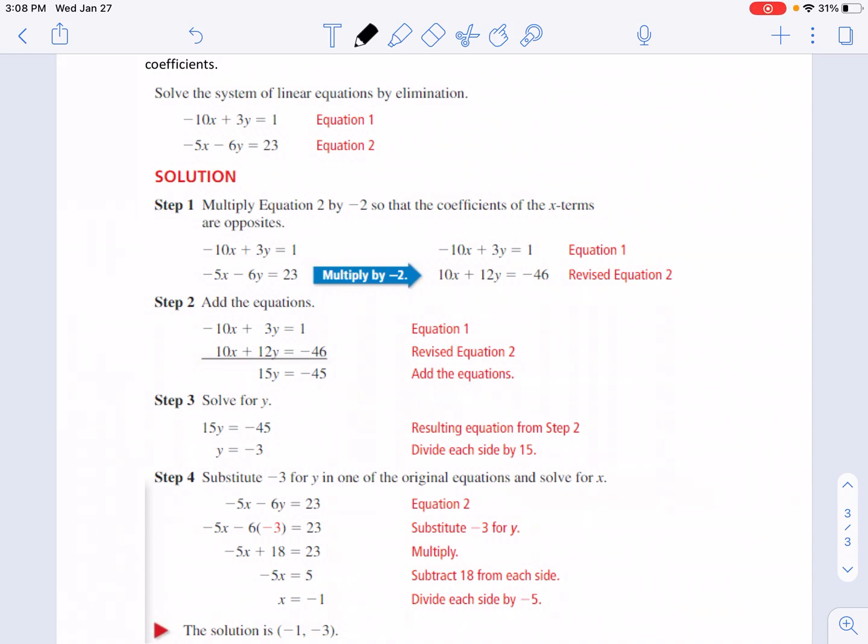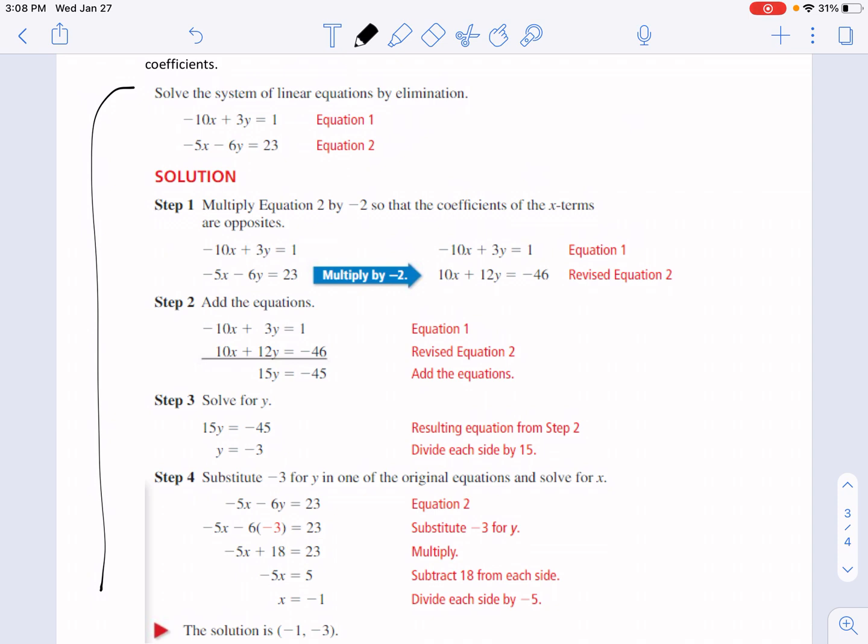All right, so in the last video, we talked about solving by elimination by multiplying some constant to either the top equation or bottom equation first in order to create opposite coefficients. Now, this example that's provided in your notes is a good reminder of how to go through that process.